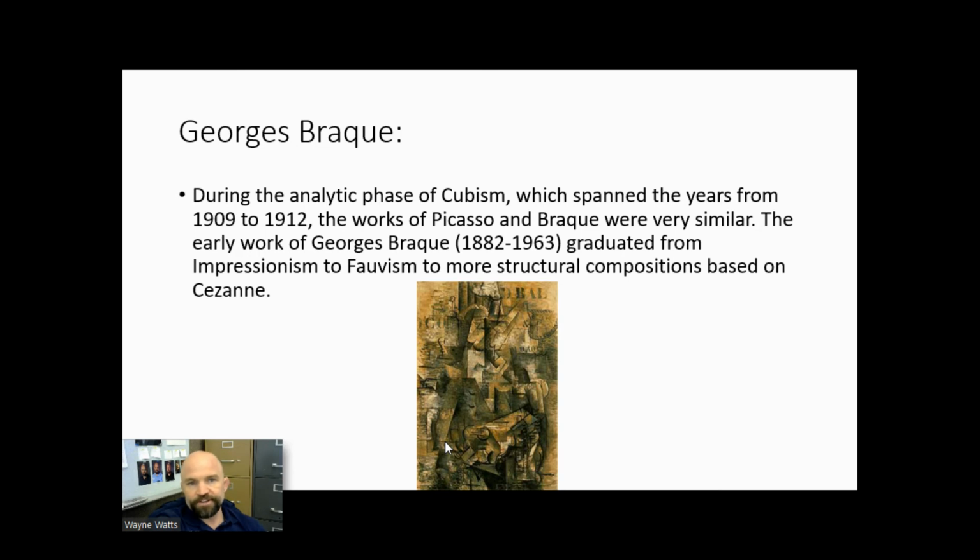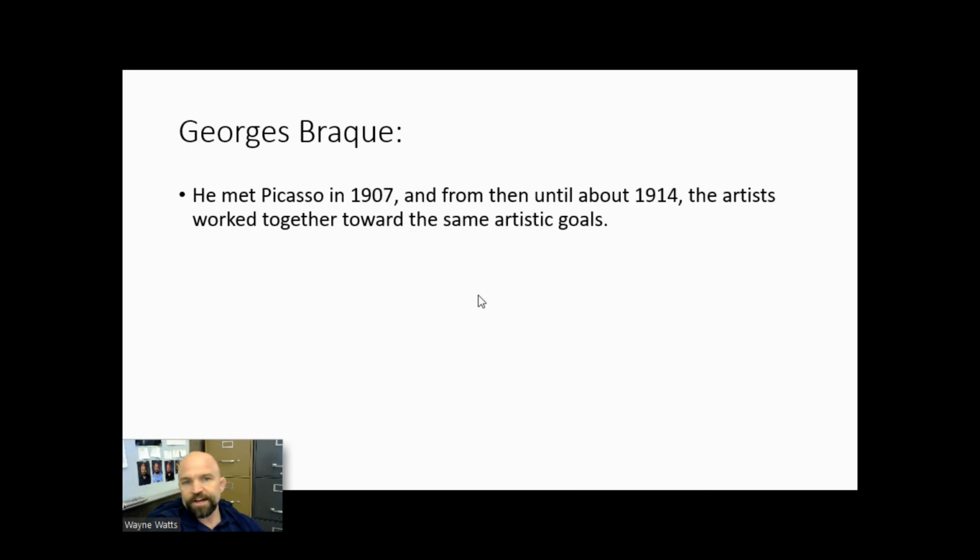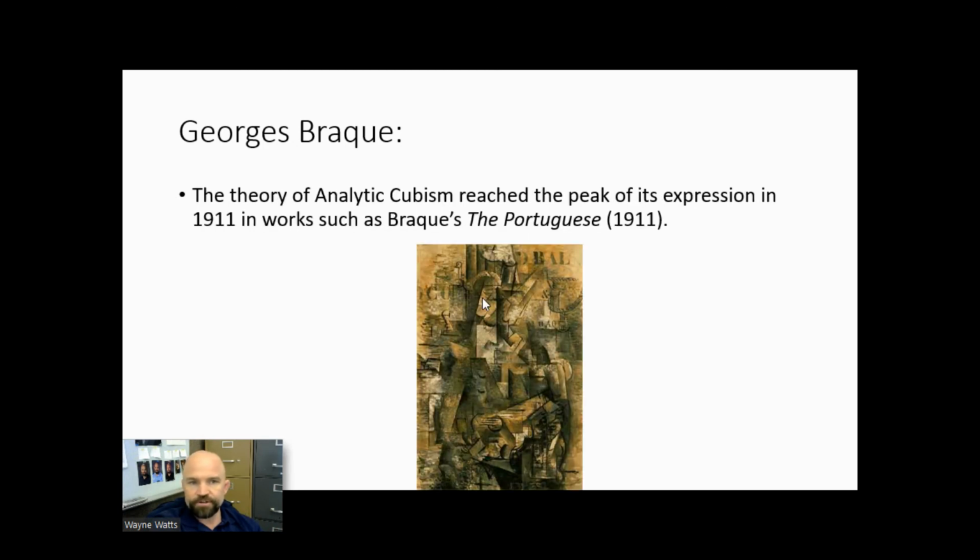During the analytical phase of Cubism, which spanned the years from 1909 to 1912, the works of Picasso and Braque were very similar. The early work of Braque graduated from Impressionism to Fauvism to more structural compositions based on Cézanne. He met Picasso in 1907, and from then until about 1914, the artists worked together towards the same artistic goals.